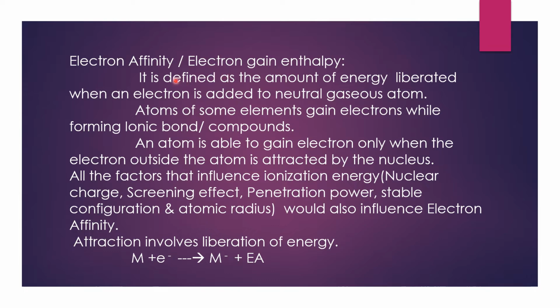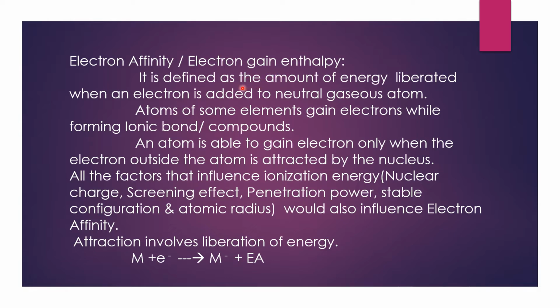Now let's see what is electron affinity. Electron affinity is defined as the amount of energy liberated when an electron is added to a neutral gaseous atom. So what does electron affinity mean? It is the amount of energy liberated, that is given out, when an electron is added to a neutral gaseous atom. So when an electron is added to a neutral gaseous atom, then a certain amount of energy is released. This amount of energy that is released, that is liberated or given out, is known as electron affinity or electron gain enthalpy.